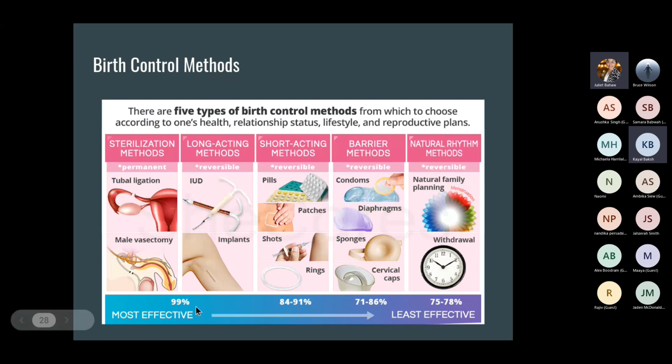All right. So you notice it's a range. You have most effective in this area, least effective on this side here. Obviously the permanent sterilization method is the most effective method. Abstinence as well is 100% effective. Abstinence is not having any sex whatsoever, so it's actually regarded as a birth control method.